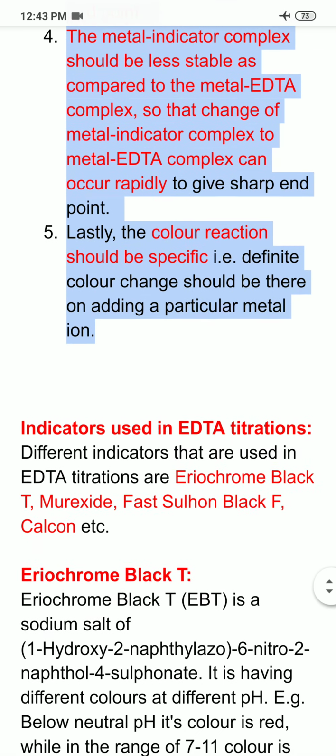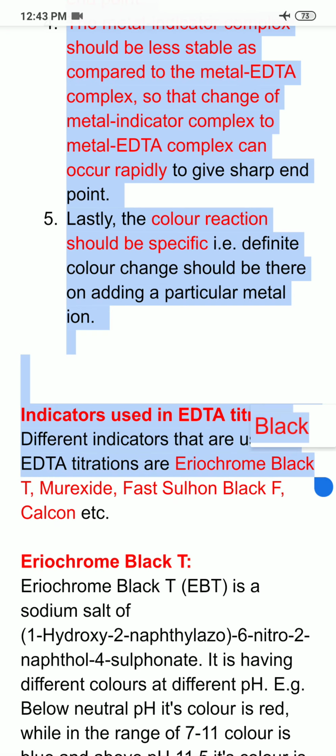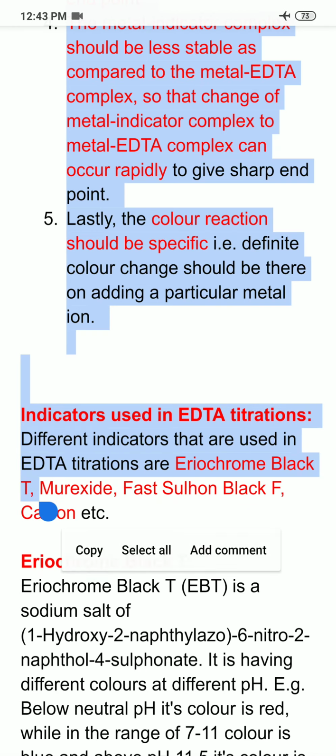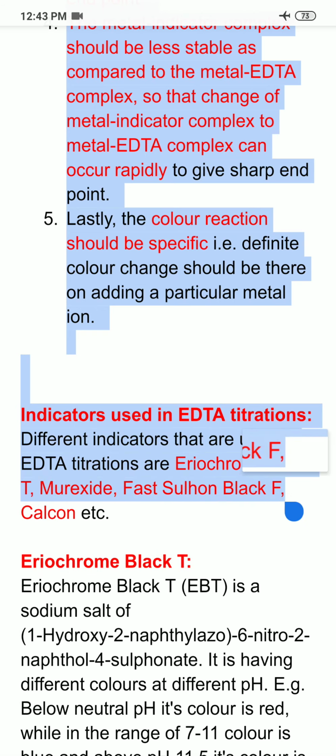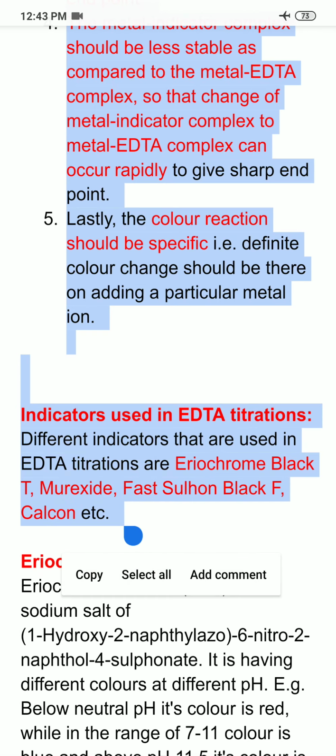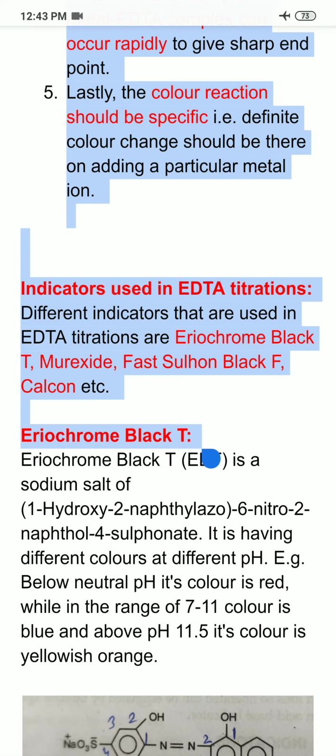Next, I am coming to the indicators used in EDTA titrations. Different indicators that are used in complexometric titrations or EDTA titrations are Eriochrome Black T, which is also written as EBT, Murexide, Fast Sulphon Black F, and Calcon, etc. Although other indicators in addition to these are also used, I am focusing here only on the most common indicators. Most commonly Eriochrome Black T is used and Murexide is also used.